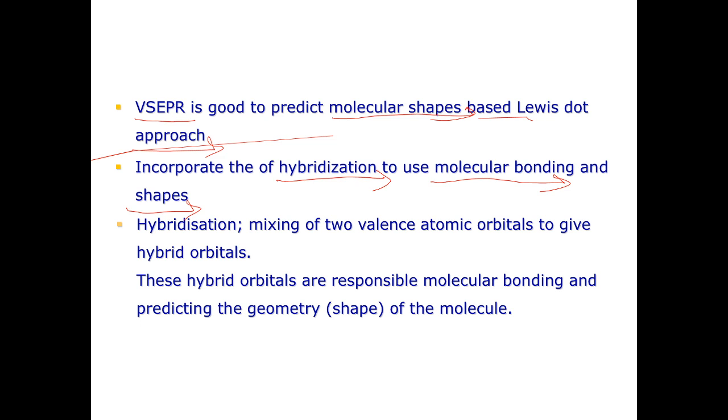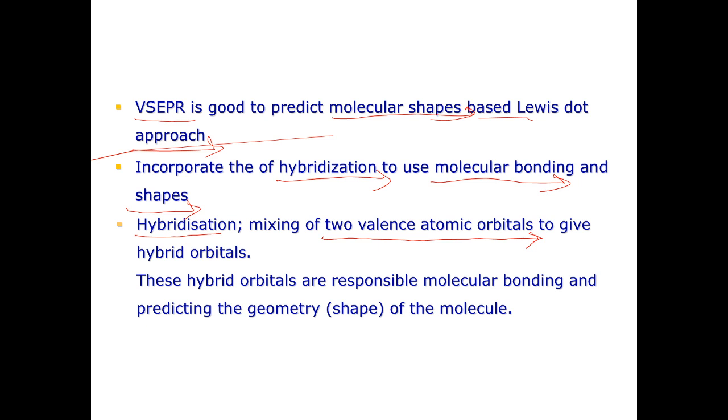Now, in hybridization, you combine valence atomic orbitals. The question one might ask is, what are valence atomic orbitals? Valence atomic orbitals are orbitals that have valence electrons. The valence electrons are the ones in the highest principal quantum number.